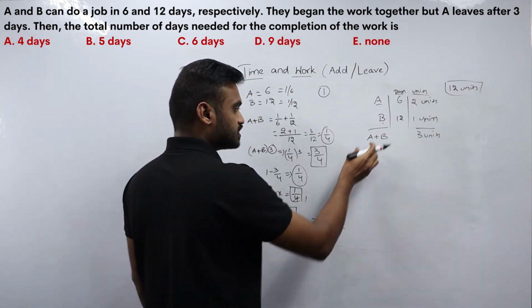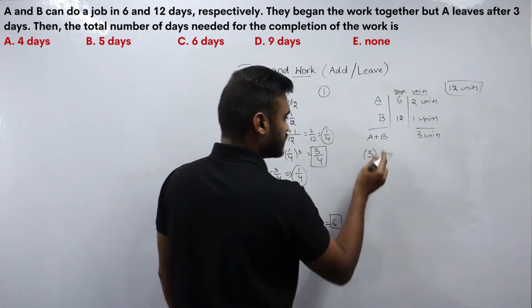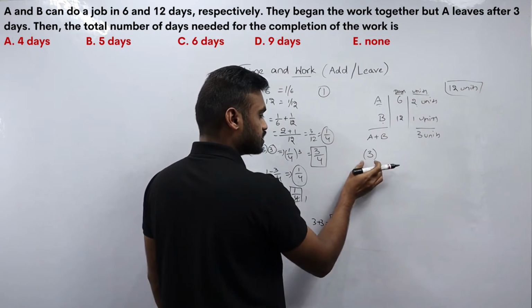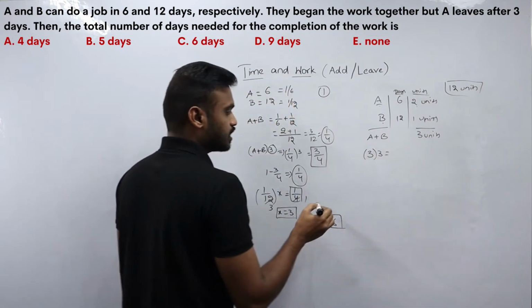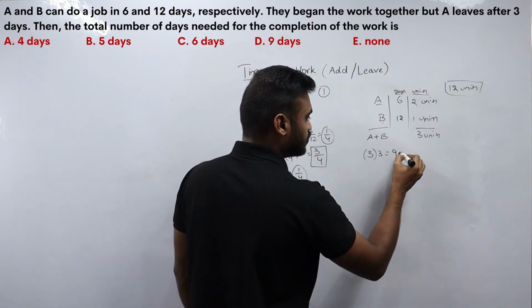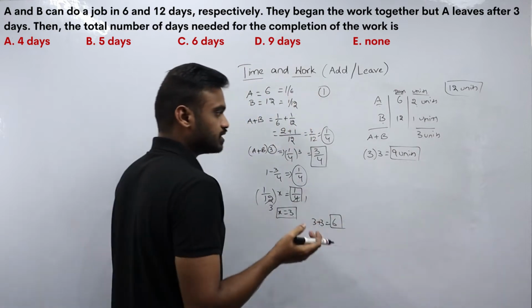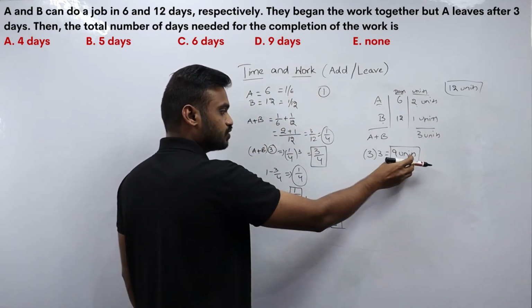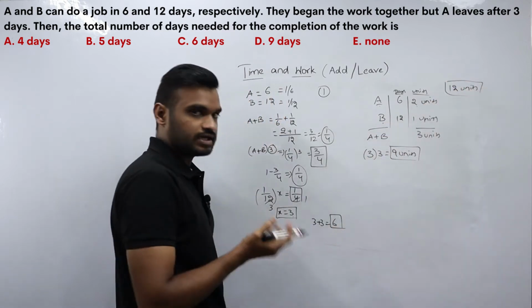Now they are saying that A plus B have worked for 3 days. A plus B is doing 3 units of work per day and they have worked together for 3 days. So they are completing 3 into 3, that is 9 units of work. So out of 12 units of work, 9 units of work is already completed.